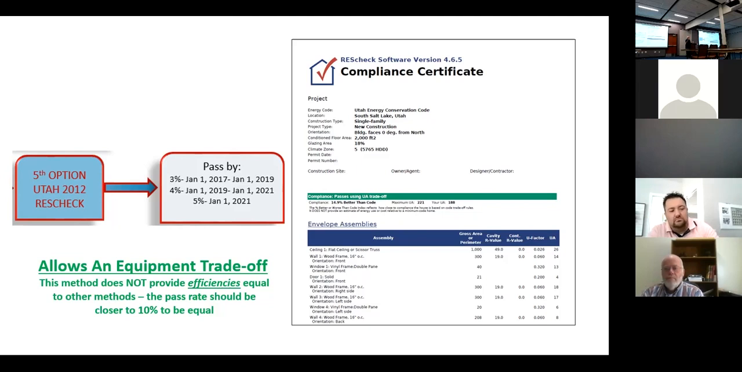And so we did not adopt the 2009 energy code. We stayed on the 2006, and we didn't adopt the commercial code either. And so 2009 comes around and the legislature said, okay, we'll adopt the code with all these amendments, but it's not effective until we get a res check that allows an equipment trade-off. So guess what our job was? Convince DOE to pay Pacific Northwest National Labs to write a res check for Utah that included an equipment trade-off.